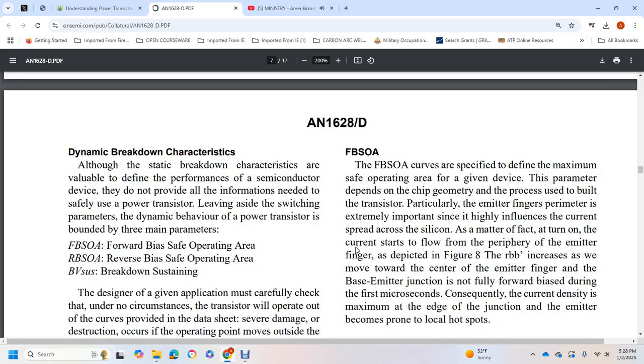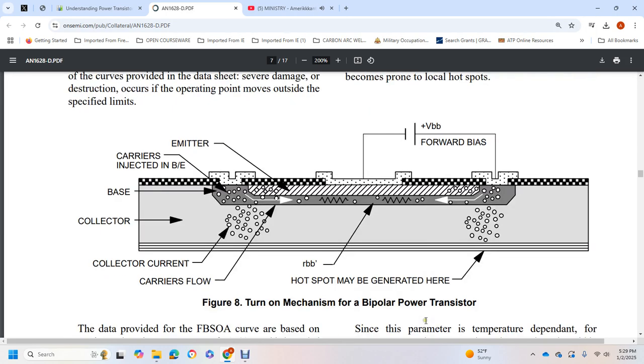The FBSOA curve expresses the defined maximum safe operating area given the device parameters, which depend on the geometry of the process used to build the transistor, particularly the emitter fingers. This parameter is extremely important because of the strong influence of current spreading over the silicon. At turn on, the current starts to flow at the periphery of the emitter finger, as depicted in Figure 8, with the RBB increasing as we move along the emitter finger. The base-emitter junction is then fully forward biased during the first microseconds, with a consequent current density at the edge of the junction, and the emitter becomes prone to local hot spots.